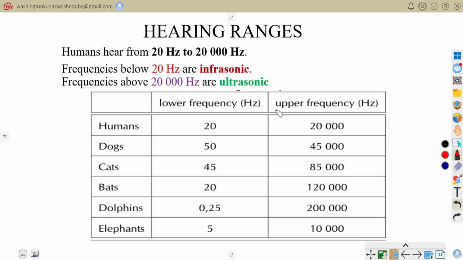Ultrasonic sounds are damaging to human ears. For example, when they want to torture you, they can use a sound with a frequency that is higher than 20,000 hertz. That sound can actually make your ears start to bleed.